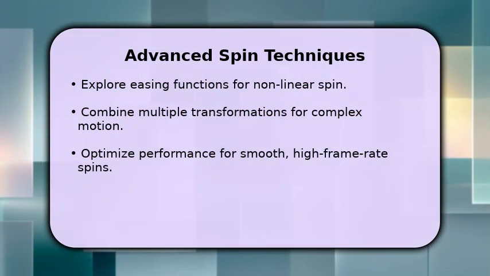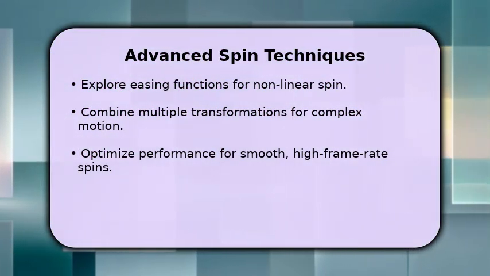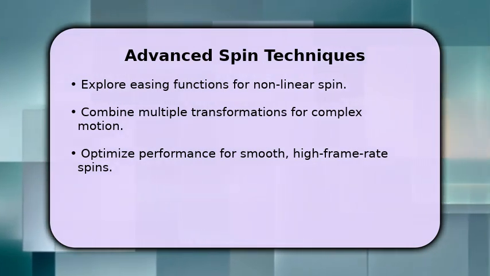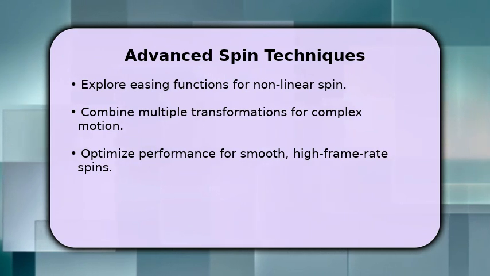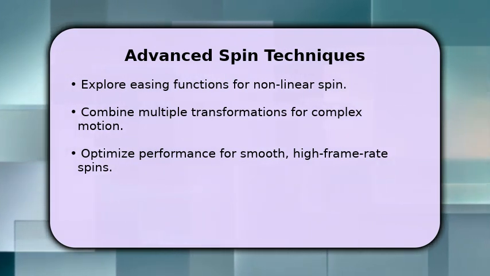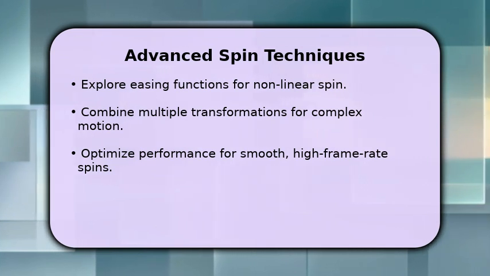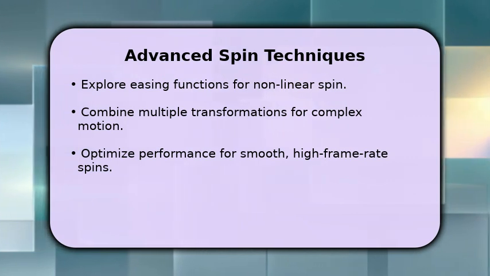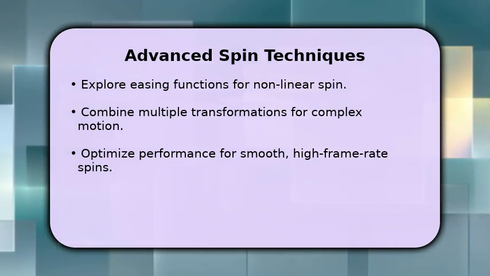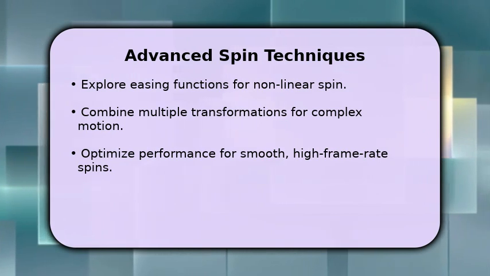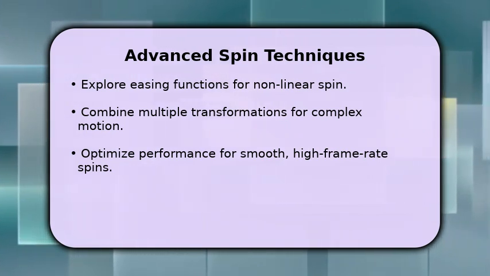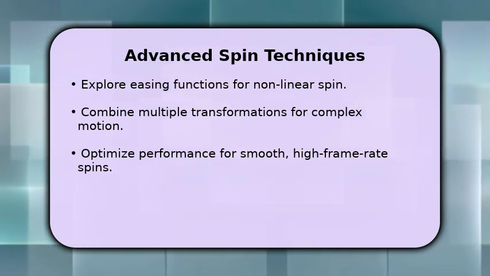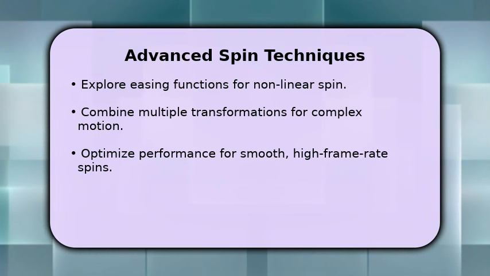To elevate your spinning circles, consider advanced techniques like easing functions. These functions allow for nonlinear acceleration and deceleration, making the spin feel more natural or stylized, rather than a constant speed. You can also combine rotation with other transformations, such as scaling or translation, to create intricate, multidimensional movements. Always remember to optimize your animations for performance, ensuring a smooth, high frame rate experience for all users, even on less powerful devices.